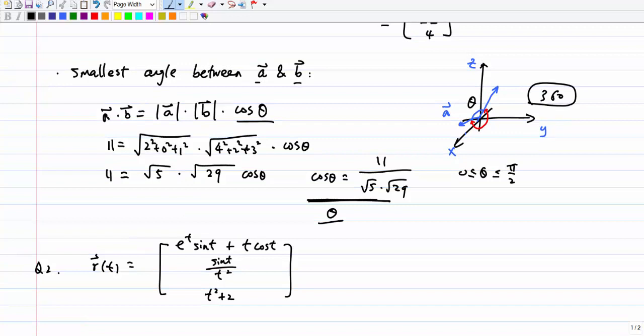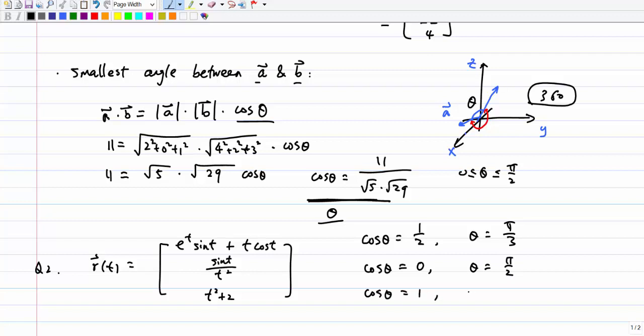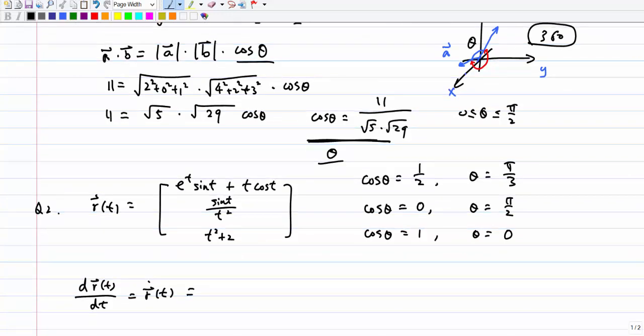Okay, so in some special cases, for example, if cosine theta is 1/2, I know theta will be just pi over 3. If cosine theta is 0, theta will be just pi over 2. If cosine theta is 1, theta is just 0. So there are some special cases. Last one: cosine theta is square root of 2 over 2, now theta will be just pi over 4. So there are some special cases you can remember. Okay, that's the first question.